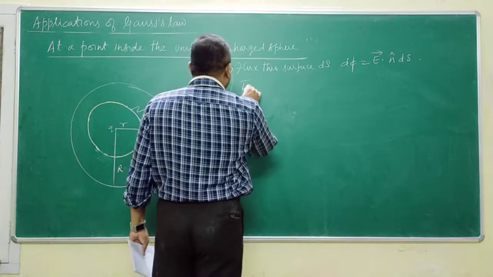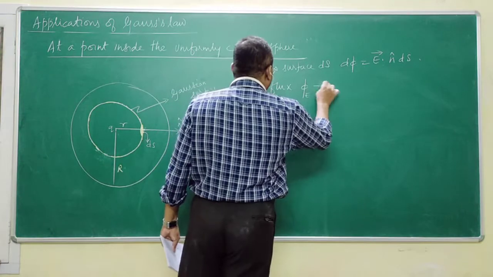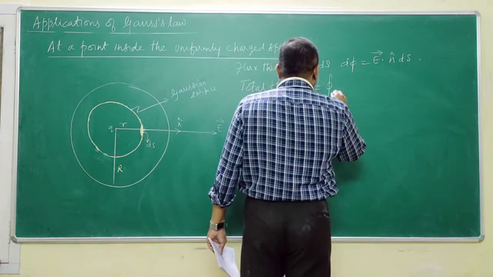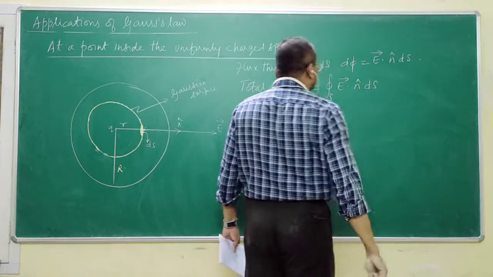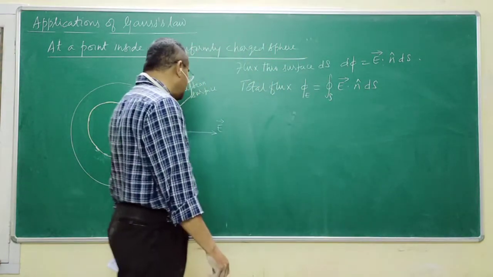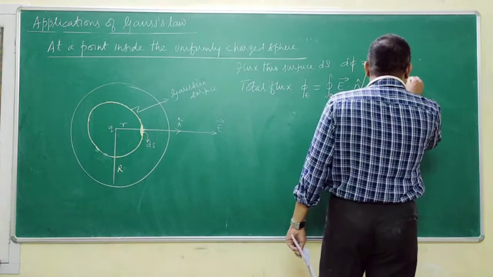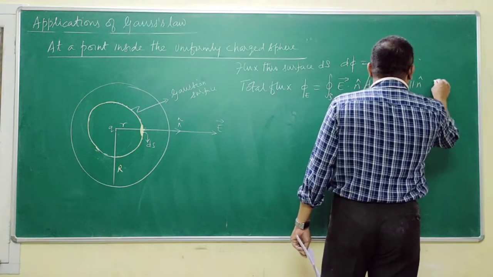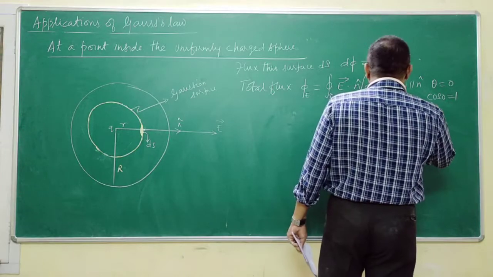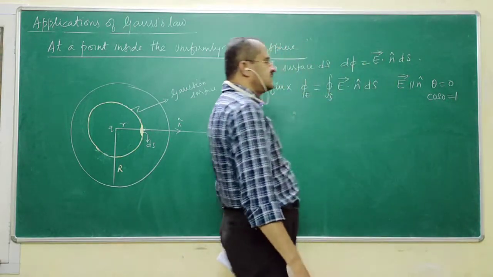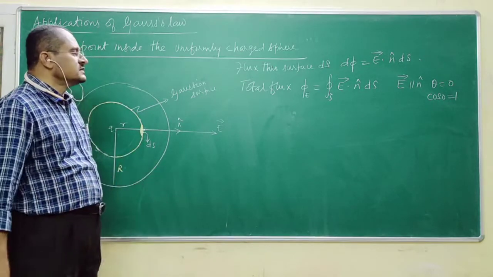Now total flux phi is equal to integral over the surface of E vector dot n cap unit vector ds. Since E and ds are parallel, E and n are parallel, theta is 0, cos 0 is 1. This E vector dot n unit vector ds will reduce to E ds. No doubt.